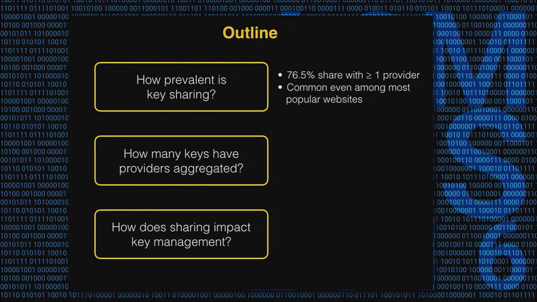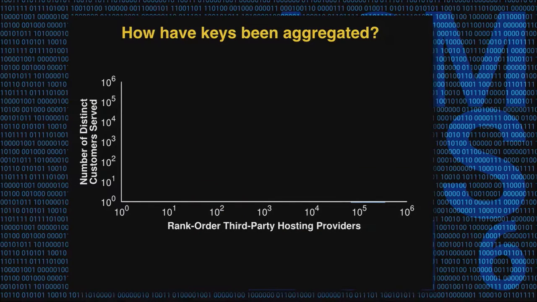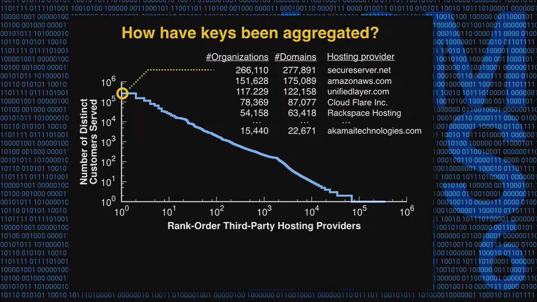But this begs the question, how many keys have these third-party hosting providers aggregated? So going back to this example, if we want to know how many unique customers each host is serving, we can simply look at the degree of the yellow edges on the host organization side this time. So what I've plotted here is the number of unique customers of each third-party hosting provider ranked by the number of customers. So the most popular hosting provider in our data set here, secureserver.net, has the keys for over 266,000 distinct customers.